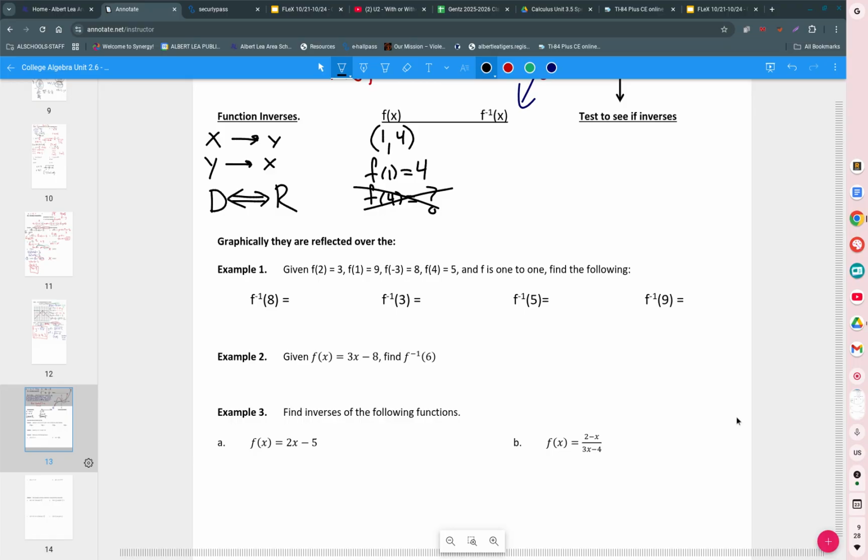Let's check out the inverse. Suppose I ask f inverse of 4. What that means is if I'm given a y value of 4, what would the x value be that corresponds to it? 1. And if I ask f inverse of 1, you might be tempted to say 4, but this is saying if we have a y value of 1, what's the x value? We don't have anything. So you can't do that.